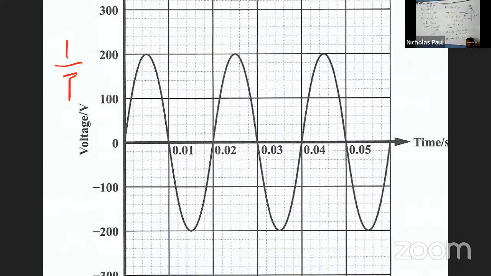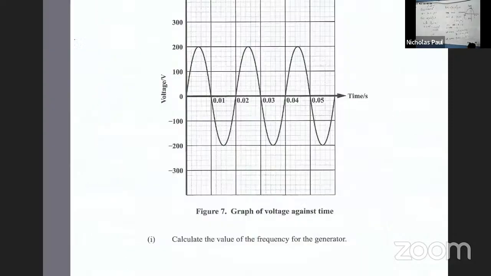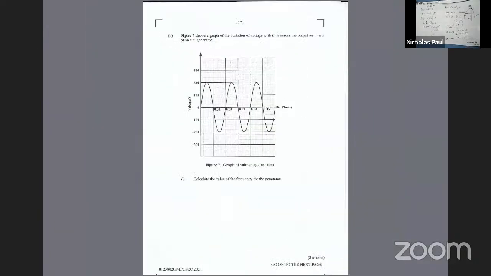Period is the time for one cycle, right? No, just read it off the graph. This is one cycle, right? How long does that take? 0.02. So your frequency is 1 over 0.02. How much is that? 50 hertz. Nice. So your frequency is 50 hertz. Right? That's your peak. 5 marks.